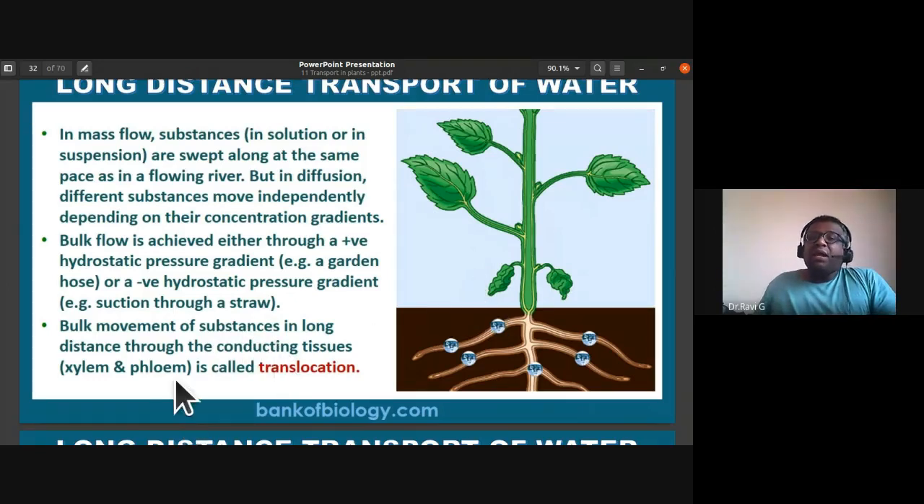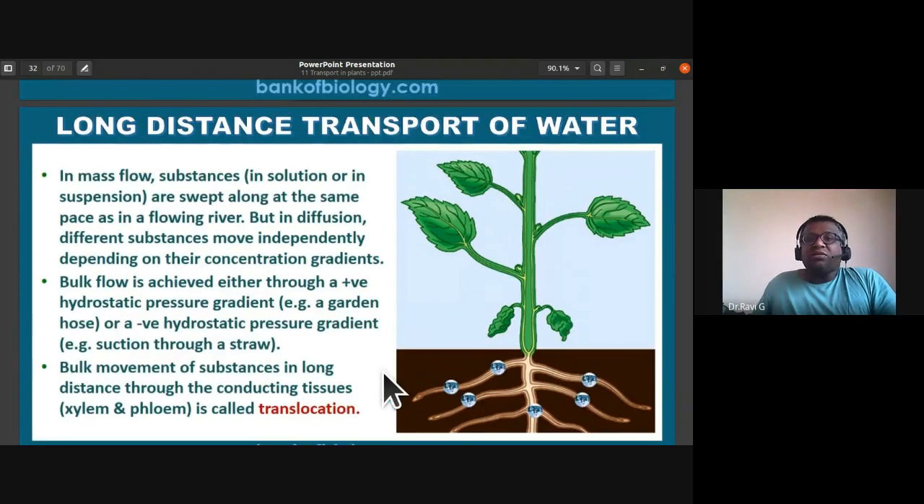So the bulk movement of substances over long distances takes place through the conducting tissue, that is xylem and phloem, and it is called translocation. You can call the transport of water translocation of water through xylem. The transport of organic solutes, you can also call translocation of organic solutes through the phloem.